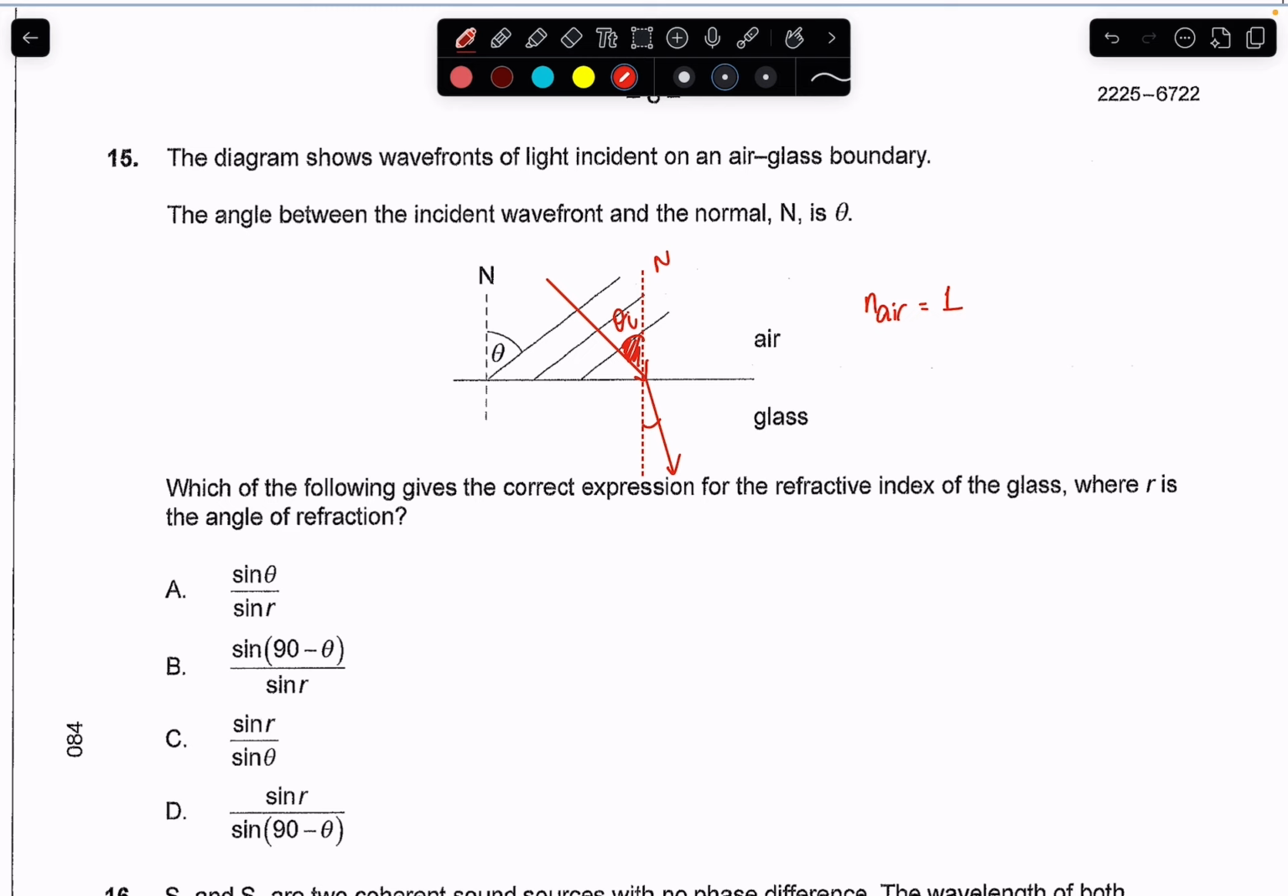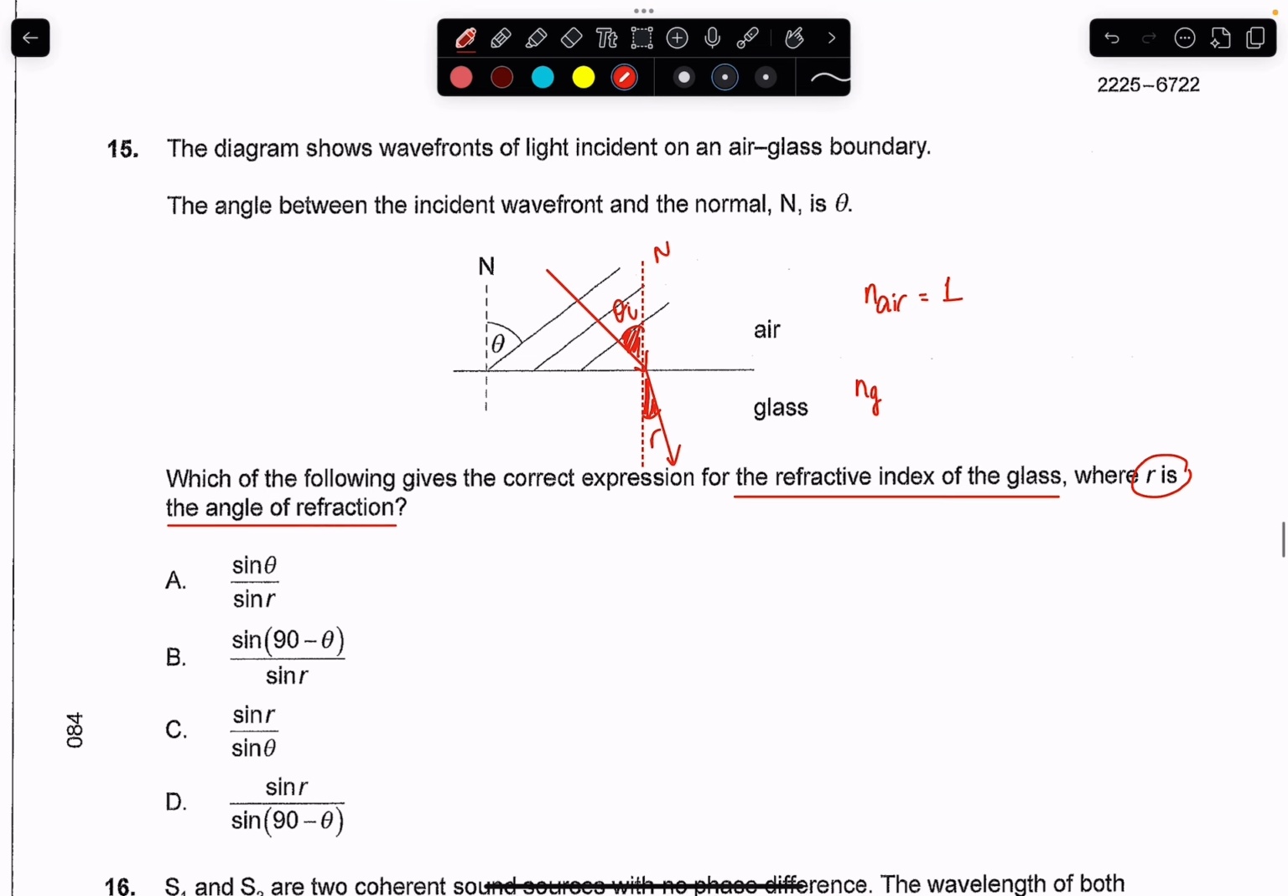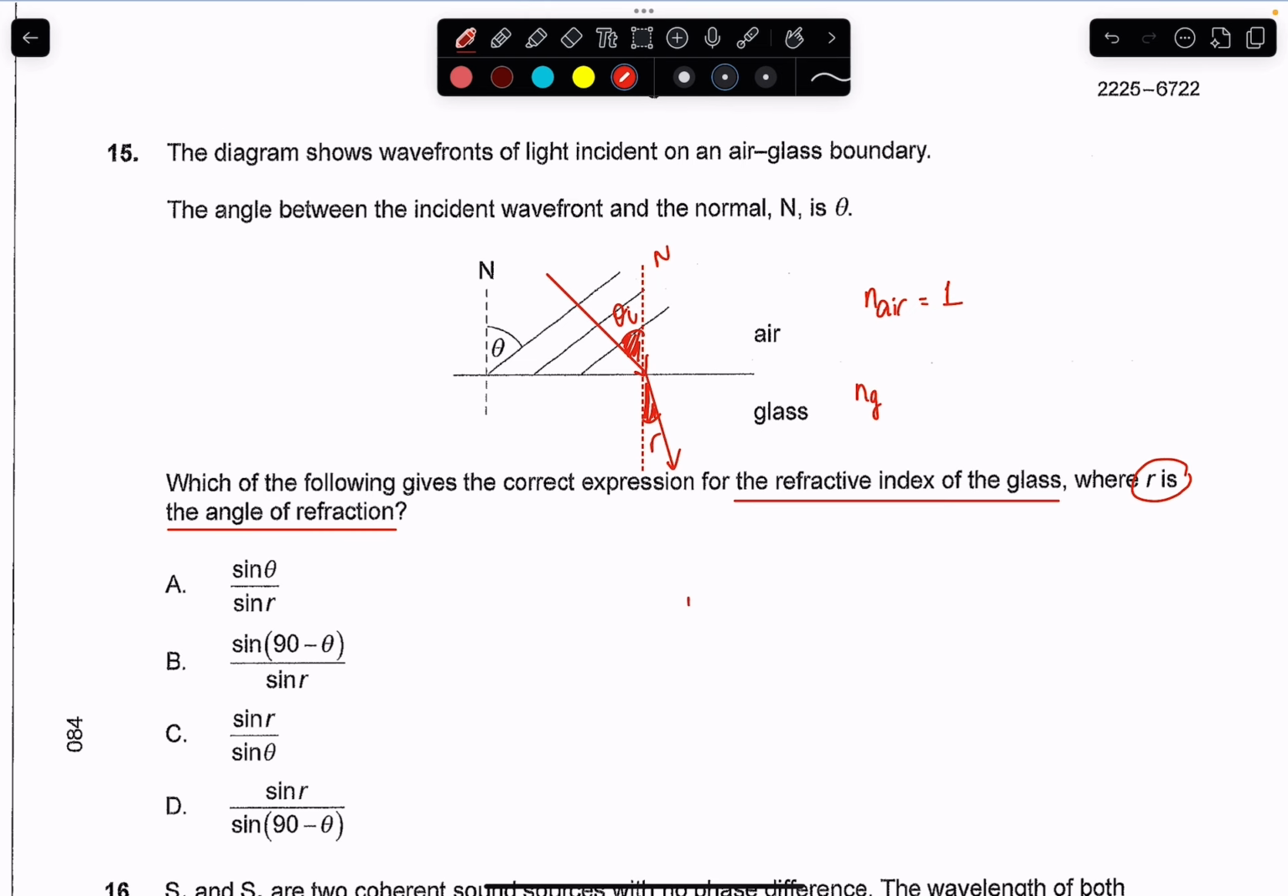Which of the following gives the correct expression for the refractive index of the glass, which we'll represent with ng, where r is the angle of refraction. The angle of refraction we can see here is r. So if we had to construct a formula, let's say n air, which we're going to count as 1, over ng equals sine r over sine theta i. So angle of incidence, let's say.